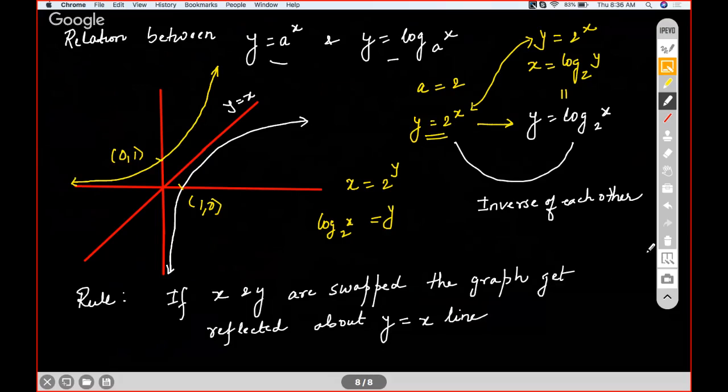Gets reflected about the y equal to x line. Okay. Is that fine? Yeah. Okay, yeah.